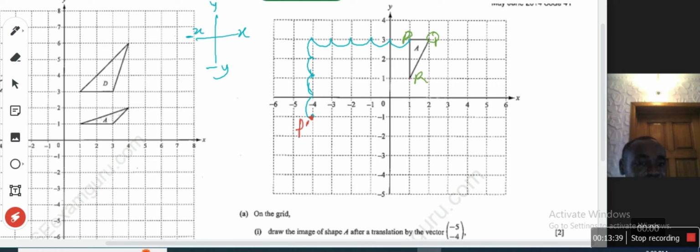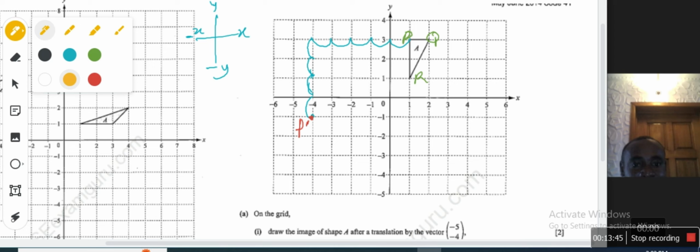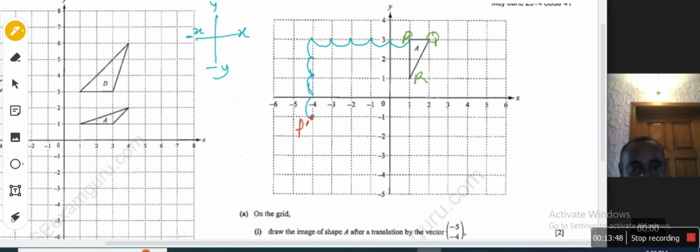Let's move R so that when I mention R, you know what I'm talking about. I'm going to use a yellow color. How are we moving R again? 5 places to the left, and 4 places down. 1, 2, 3, 4, 5. Then 4 places down. 1, 2, 3, 4. Beautiful. So this is the new position of R, R prime.